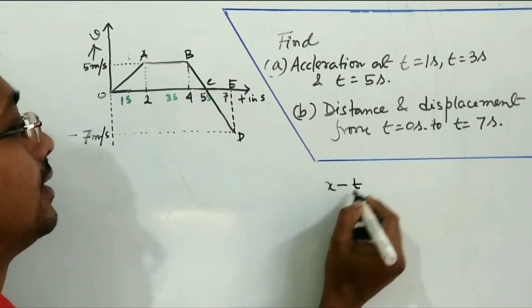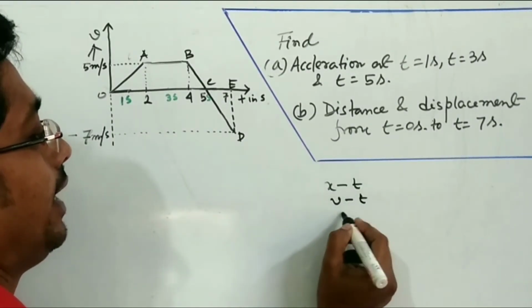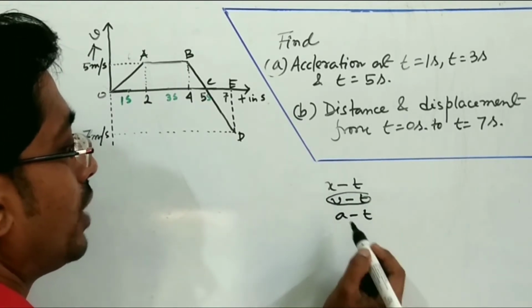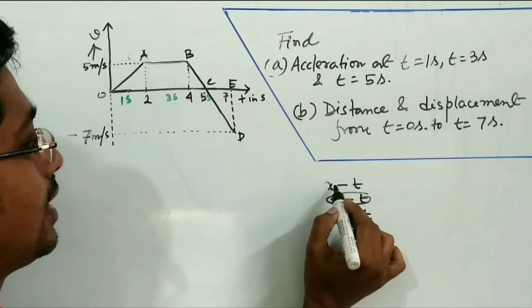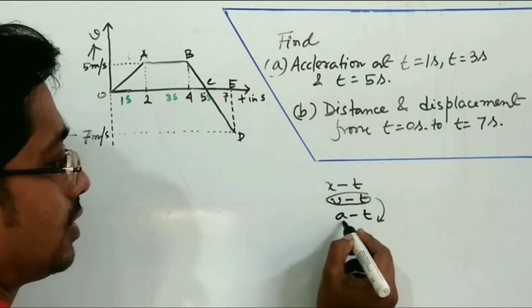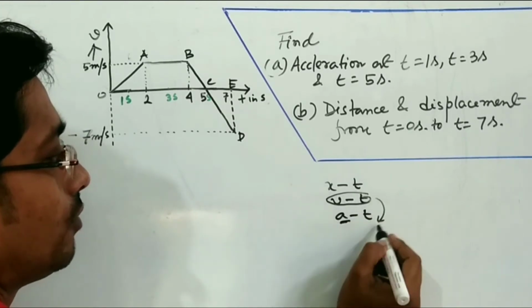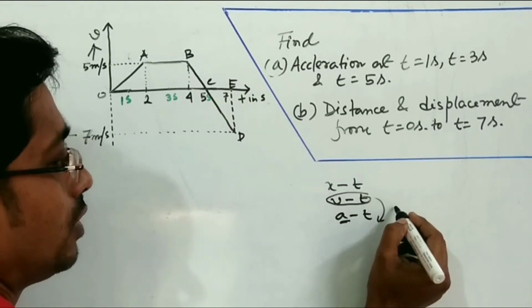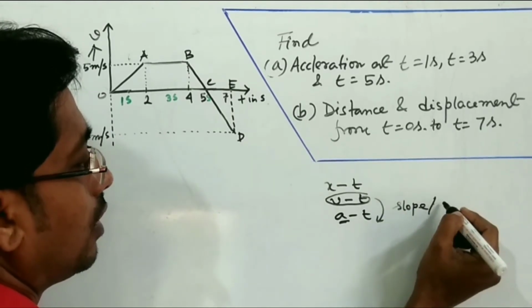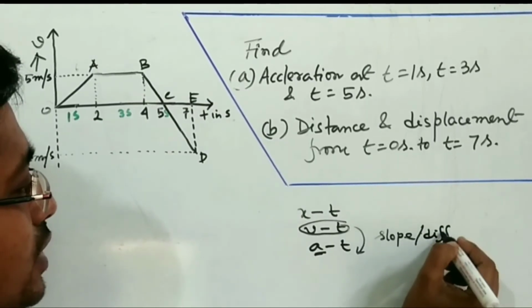xt, vt, at. That means from the vt graph, if you want to find out what the acceleration is, then what you have to do? You have to find out the slope, or the differentiation.